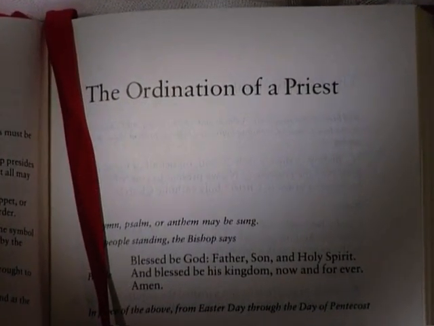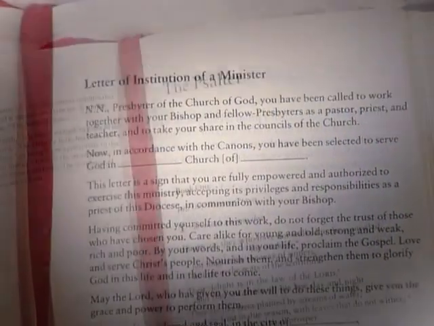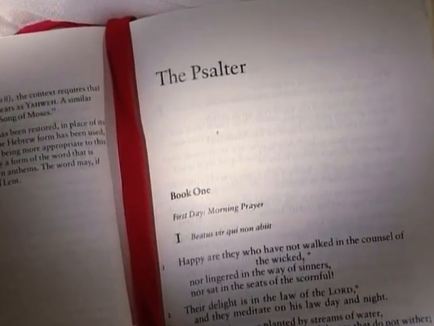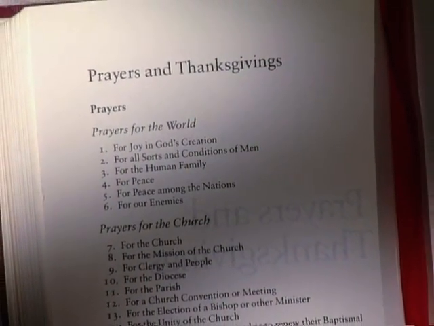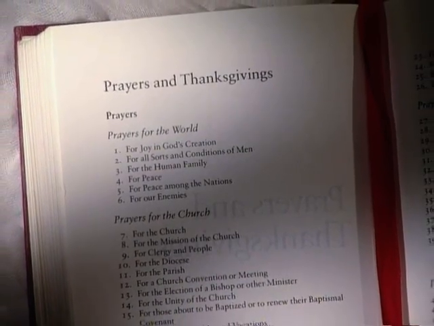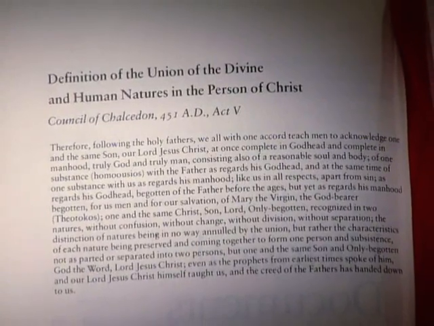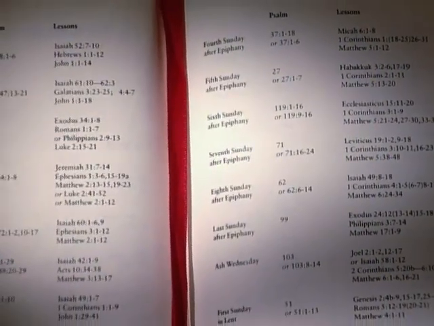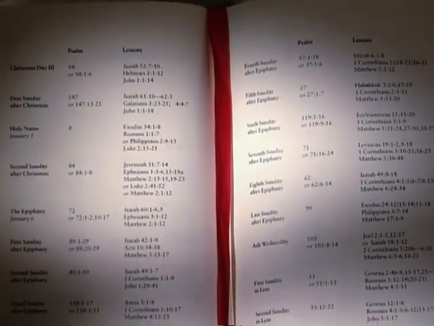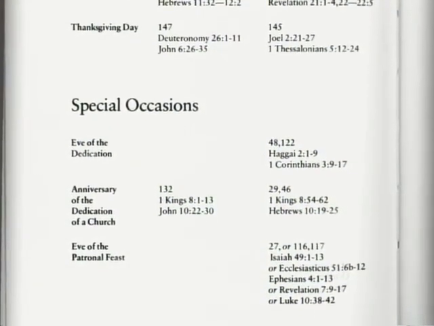There are special services for ordination, new ministries, and the consecration of a church. The Psalms are printed in their entirety in the prayer book. Specific prayers for many occasions are found in the Prayers and Thanksgiving section. The Catechism and historical documents of the Church follow. The Eucharistic Lectionary and the Daily Office Lectionary, which are calendars of Scripture readings for the church year, are found at the back of the prayer book, along with a calendar of special feast days.